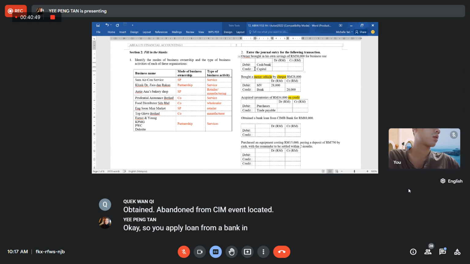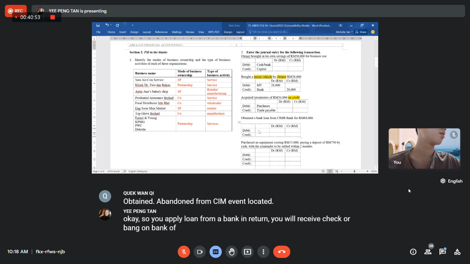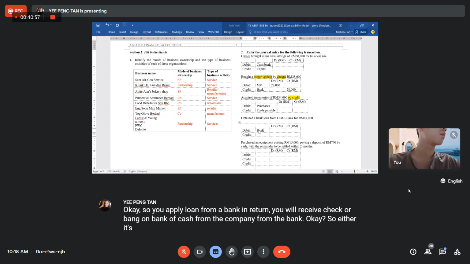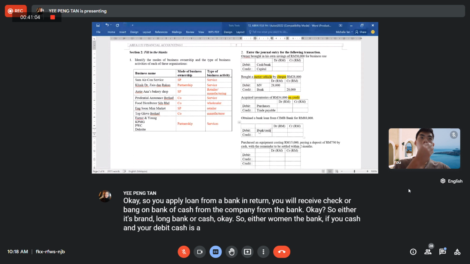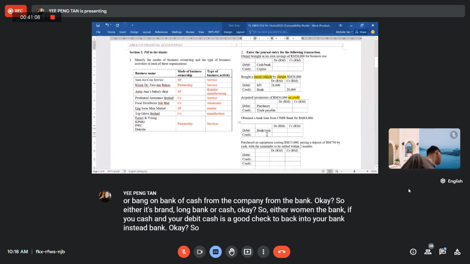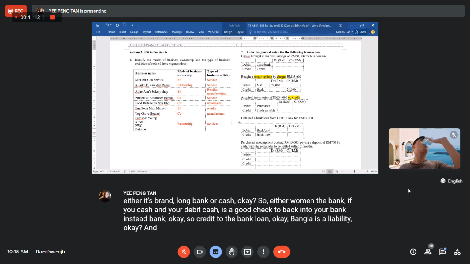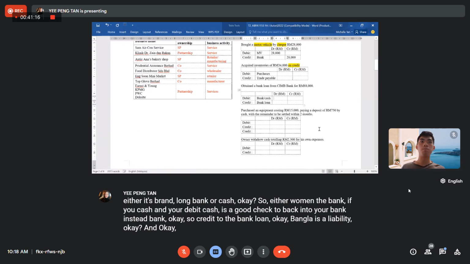In return, you will receive a check or cash from the bank. So either it's bank or cash. If the bank gives you cash, then you debit cash. If they give you a check to bank into your bank, you debit bank. Then credit to the bank loan. Bank loan is a liability. The amount you write yourself.